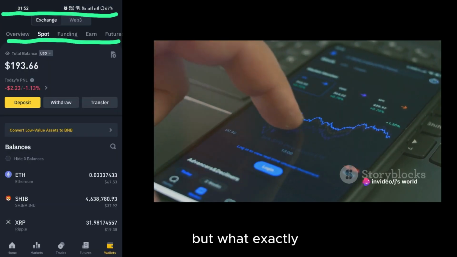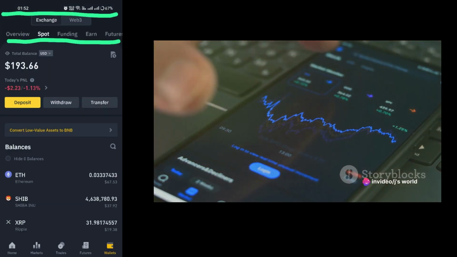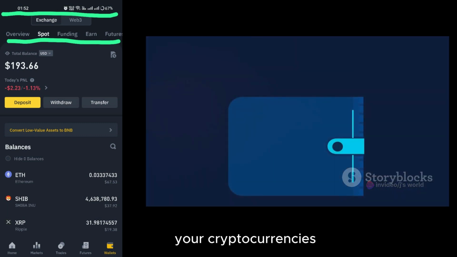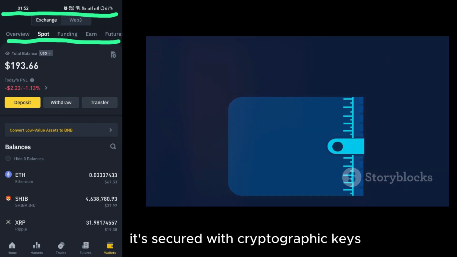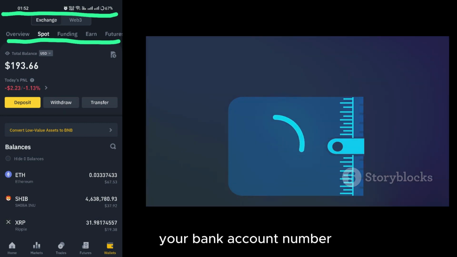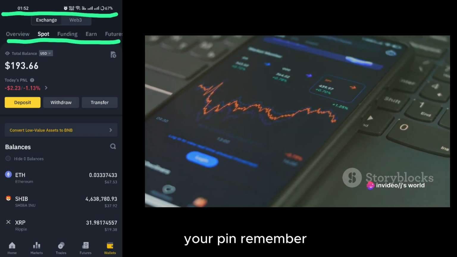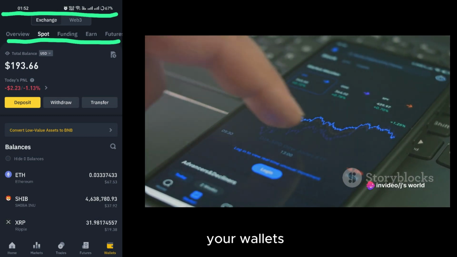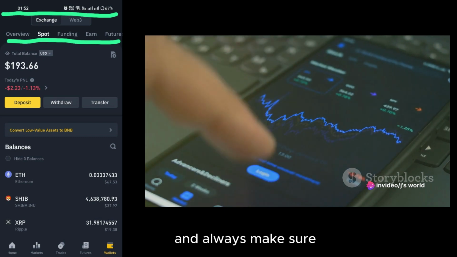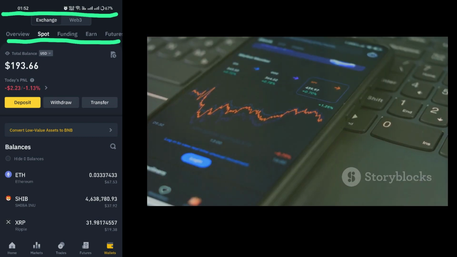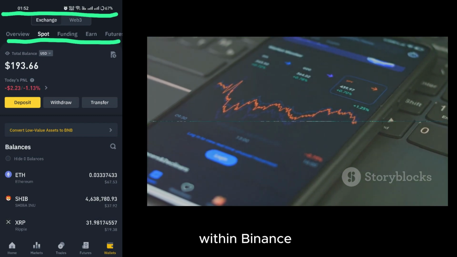But what exactly is a cryptocurrency wallet? In simple terms, it's a digital wallet where you store your cryptocurrencies. It's secured with cryptographic keys, a public key, which is like your bank account number, and a private key, which is like your PIN. Remember, security is critical when handling your wallets. Keep your keys private and always make sure you're on the correct Binance site before entering any information. The Wallets tab is your personal bank within Binance.